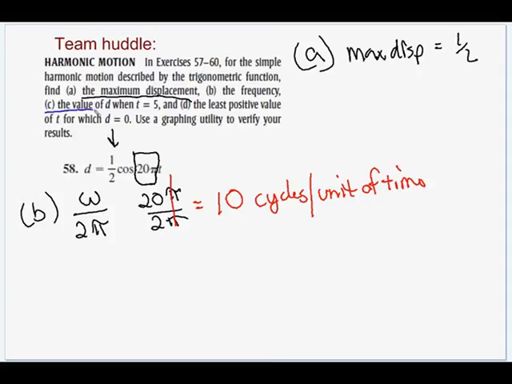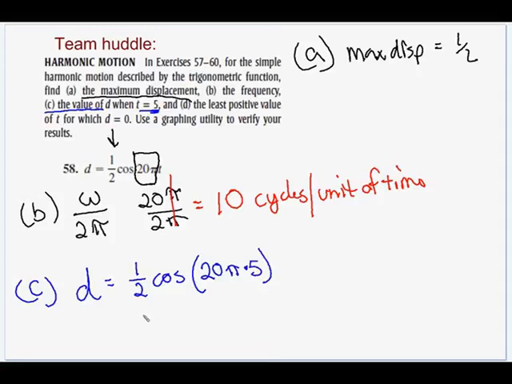Part C. The value of d when t is equal to 5. So we want to know what d is when we put in a 5 for the t. So we have a half cos times 20 pi times, and we're plugging in t is 5. So we're going to have 1/2 the cosine of 100 pi.